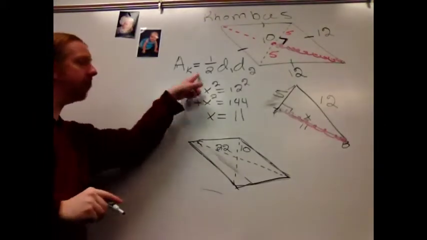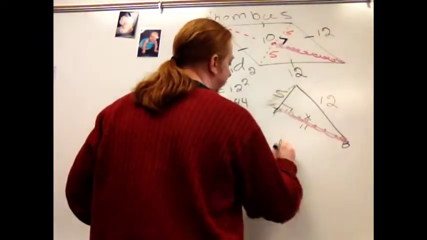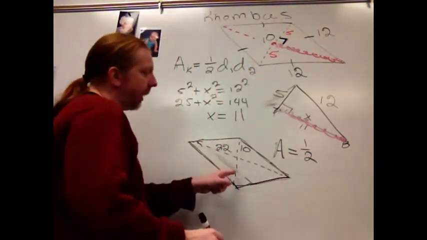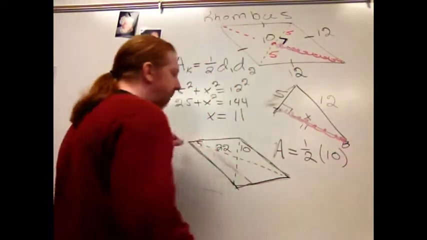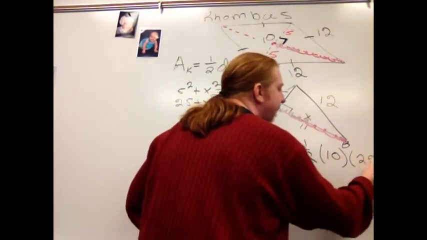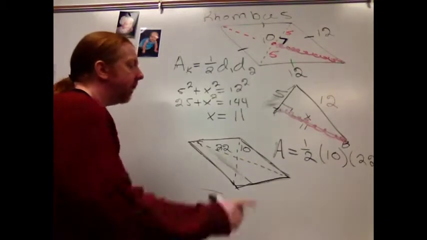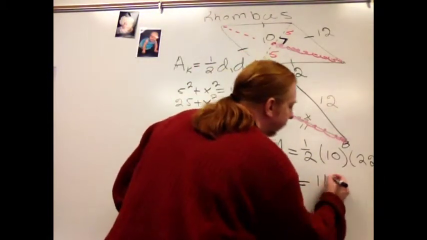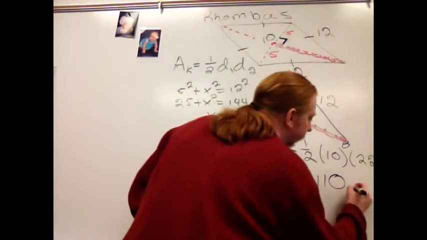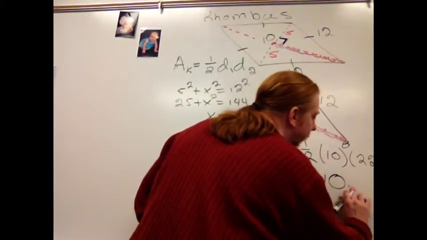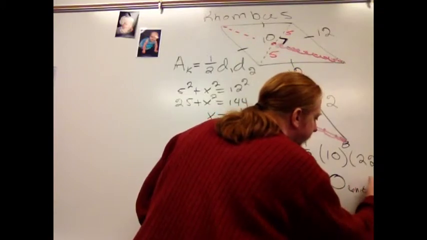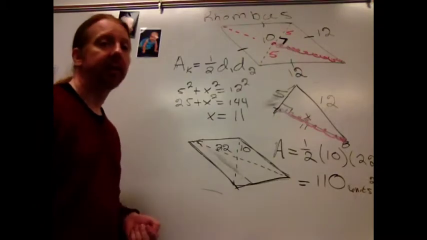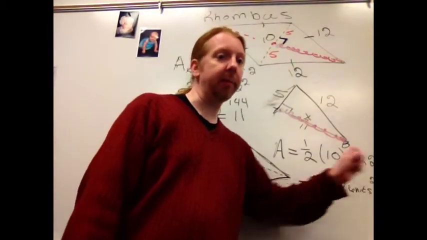Now I can go ahead and put everybody in my formula. Area is going to be equal to 1/2 diagonal 1 times diagonal 2, and then evaluate. Half of 10 times 22 is going to put me at 110 square units. Now, I don't know what the units are in this particular problem. They're not given. So I would put those units, whatever they are, and then I make sure I square them.